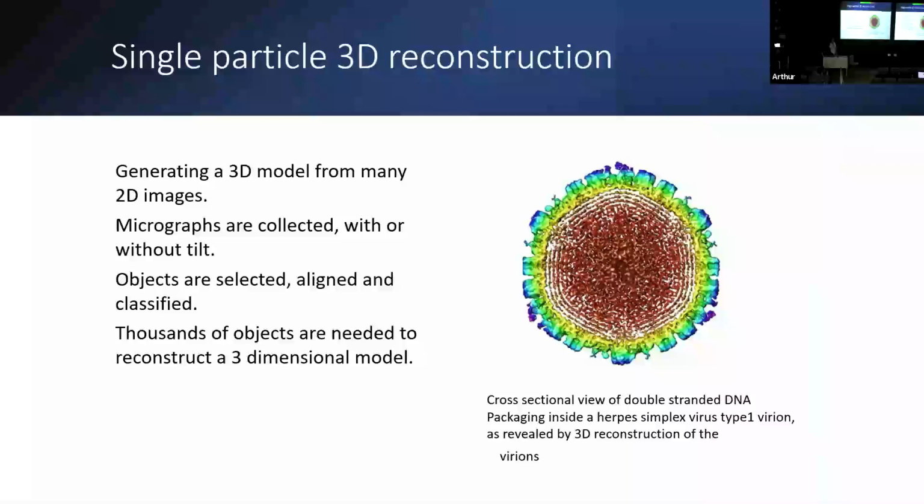So then we get the single particle 3D reconstruction. We've got herpes virus, one of the first single particles that were solved. We get a 3D model out of 2D images. Micrographs are collected with or without tilt. Objects are selected, aligned, classified. Thousands of objects are needed to reconstruct a three-dimensional model.